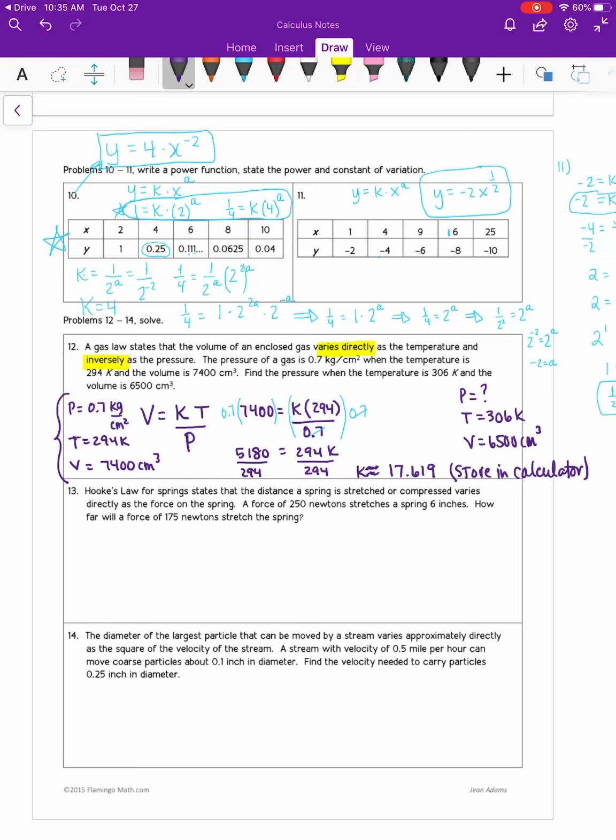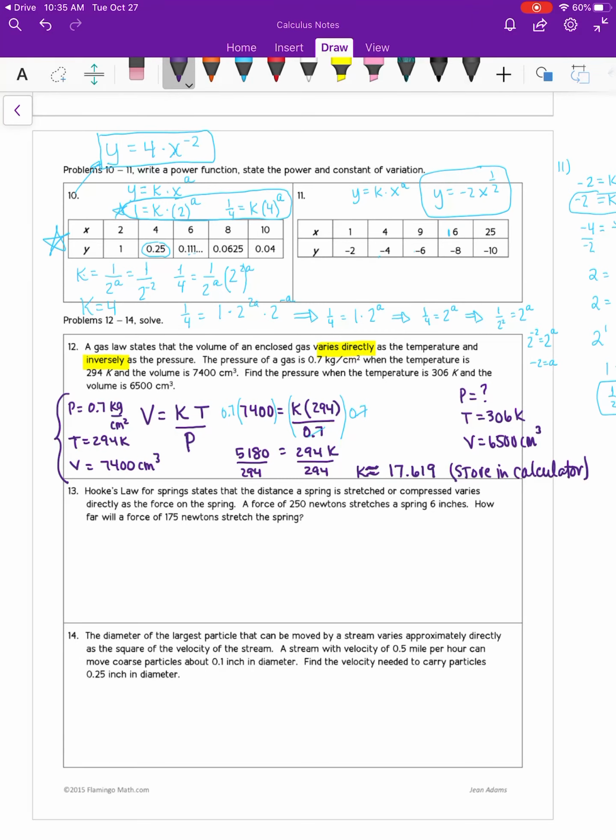I wish I could show you this. I don't know how to show it to you with my iPad because I don't have a TI on my iPad. But I would put in 5180 divided by 294 and hit enter. I got 17.61904762. I'm going to hit store and then alpha and the open parenthesis, and that gives me K. Okay, and now it's in K.